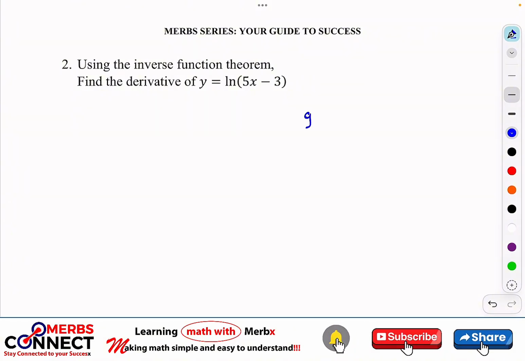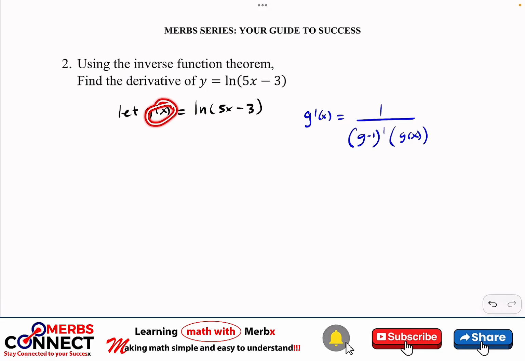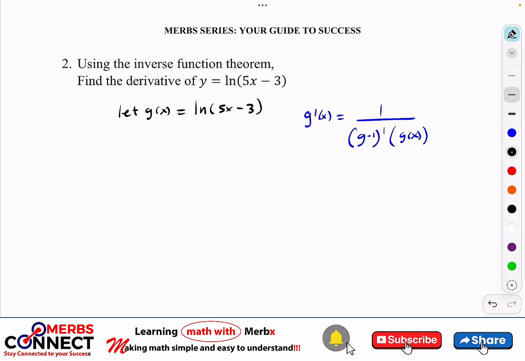So we have g inverse prime of x equal to 1 divided by g prime of g inverse of x. So here we can say that we are going to let g of x be equal to the natural log of 5x minus 3. Because of that, we have our g of x already. So we need g inverse and then we need g inverse prime. So let's go through by finding g inverse.